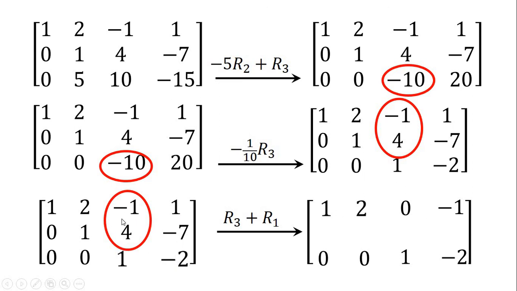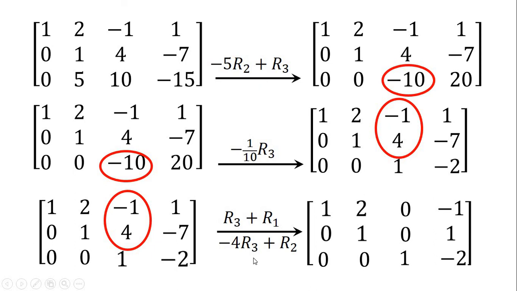Next, I have to obtain a 0 here. So to do that, I will multiply row 3 by negative 4 and add that to row 2. So I will have 0 plus 0. Negative 4 times 0 is 0 plus 1 is a 1. Negative 4 times 1 plus 4 is 0. Negative 4 times negative 2 is positive 8 plus negative 7 is positive 1. So as you can see, we have already obtained zeros above this leading entry.